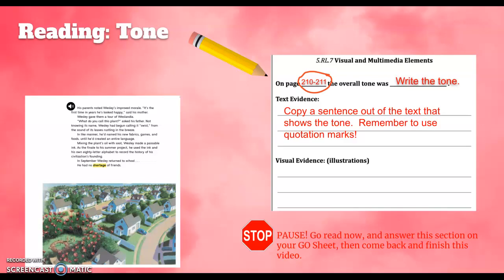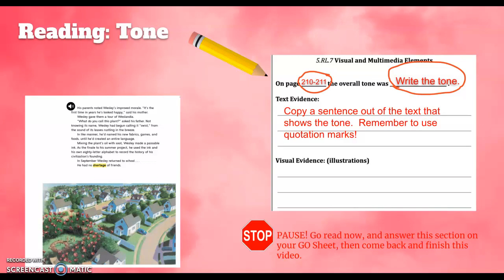So here it says on pages 210 and 211 the overall tone was, and based on what you read on that last page, I want you to think about what is that feeling, what is that emotion that is really coming out on this page, and you're going to write that down. Is it happy? Is it sad? Is it scary? Is there an element of courage to it? Whatever you think that is, I want you to write that there.